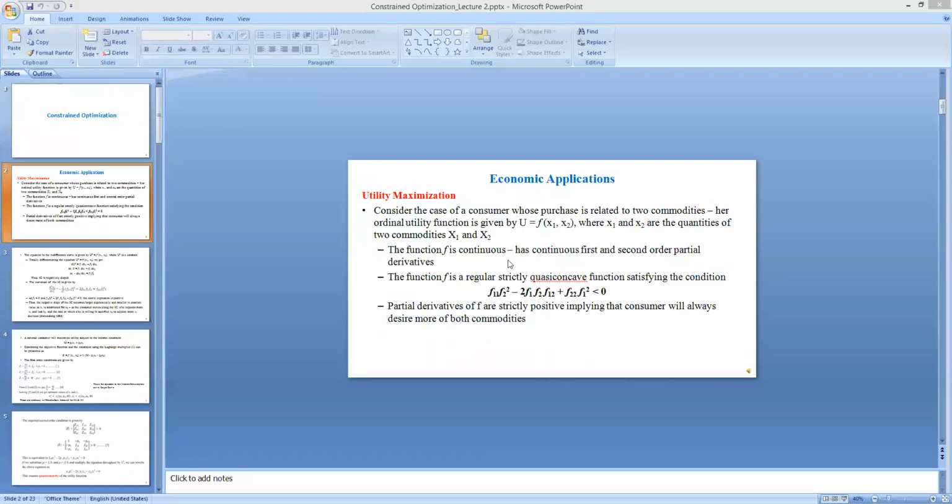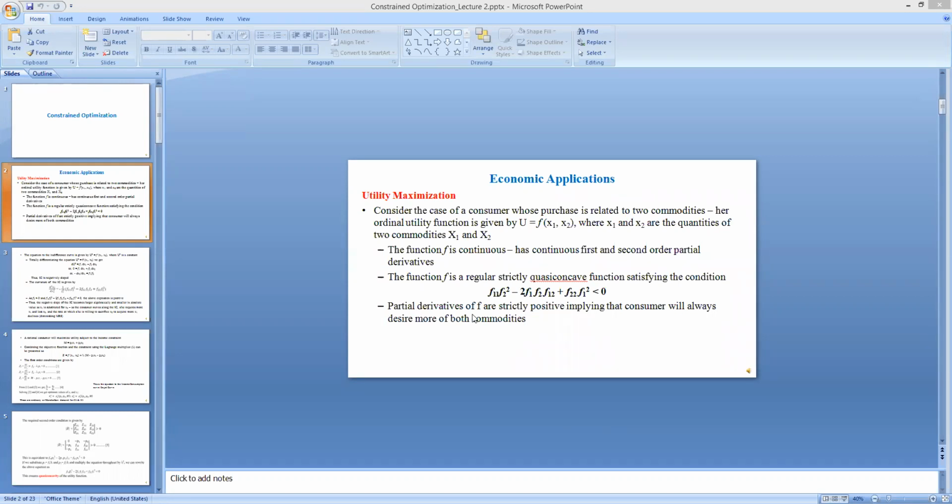So the function f is continuous, has continuous first and second order partial derivatives. The function f is regular, strictly quasi-concave, satisfying the condition f11 f2 square minus 2 f1 f2 f12 plus f22 f1 square, which is less than 0. I hope by this time you are quite familiar with the idea of quasi-concave.